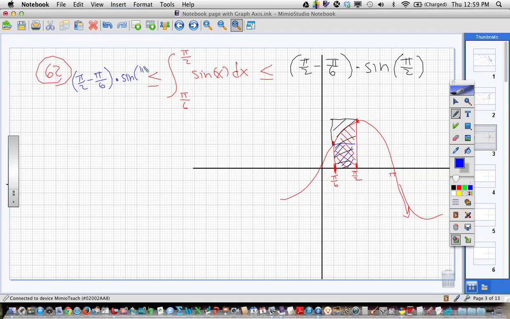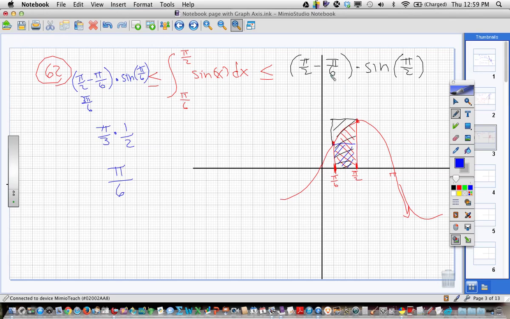Sine of pi/6, right? Whatever that y value is. So pi halves, that'd be 3 pi/6. 3 pi/6 minus 1 pi/6 would be 2 pi/6, which is pi/3. So that'd be pi/3. And then what's sine of pi/6? Sine of pi/6 is 1/2. So pi/3 times 1/2 is pi/6. And that, I think, is what they said in problem 62.